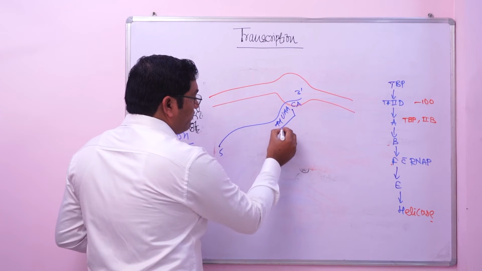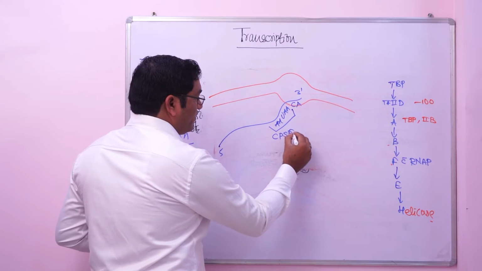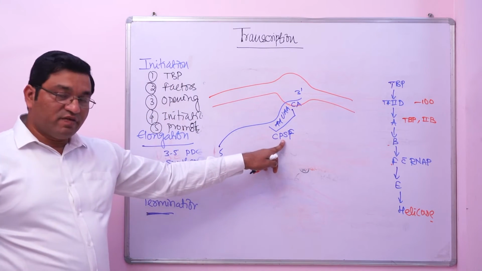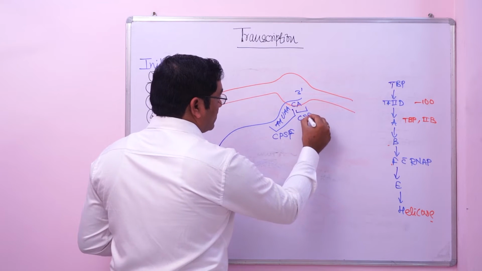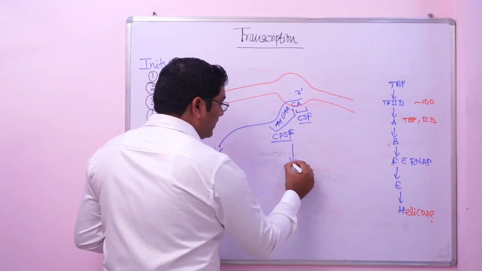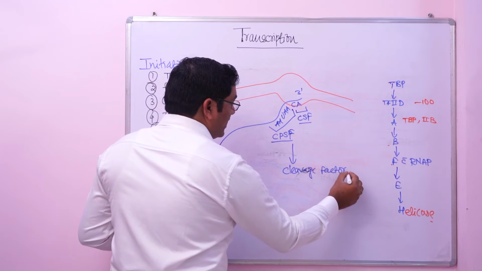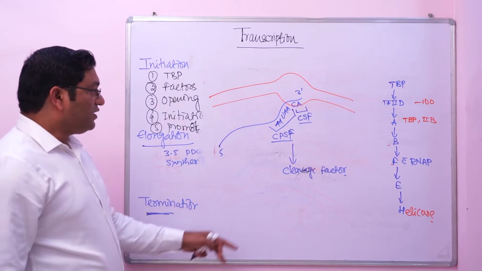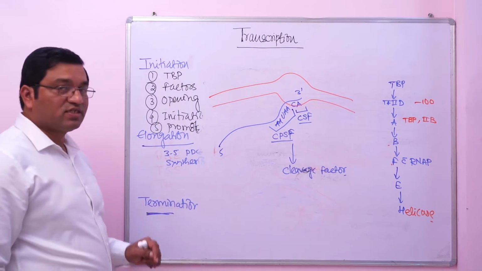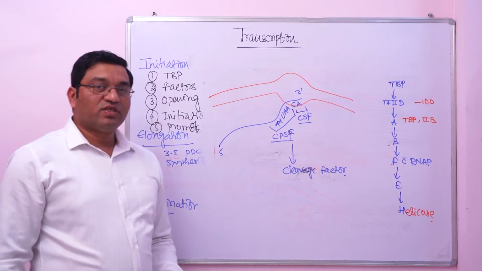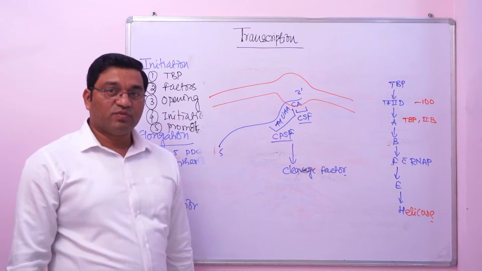This will recruit one factor, that is known as cleavage and polyadenylation specific factor, and this will recruit the cleavage stimulation factor. These two factors will recruit the cleavage factor. It has intrinsic endonuclease activity, and this cleavage factor will separate this RNA from the DNA molecule and causes the termination of transcription process. So this is eukaryotic transcription termination.